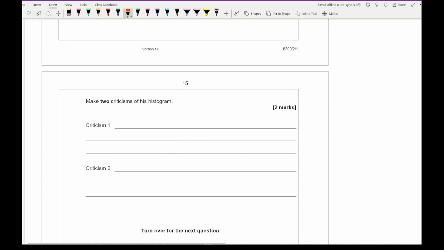Now for this, there's a couple of things we could write because it is a complete utter sham of a histogram. But basically, one could be that the bars shouldn't be equal width. Otherwise, you just draw a bar chart. You can also add the fact that the horizontal axis is incorrect. Axis is wrong.